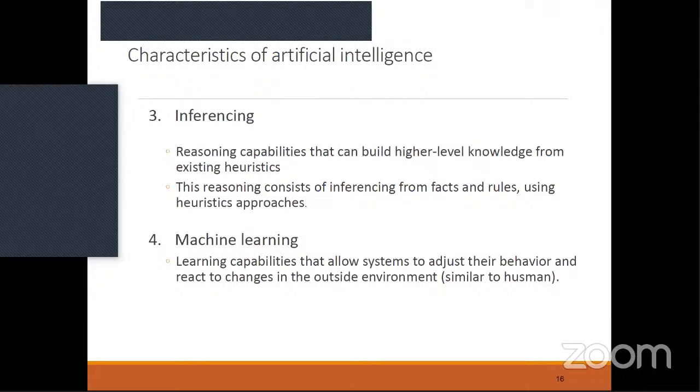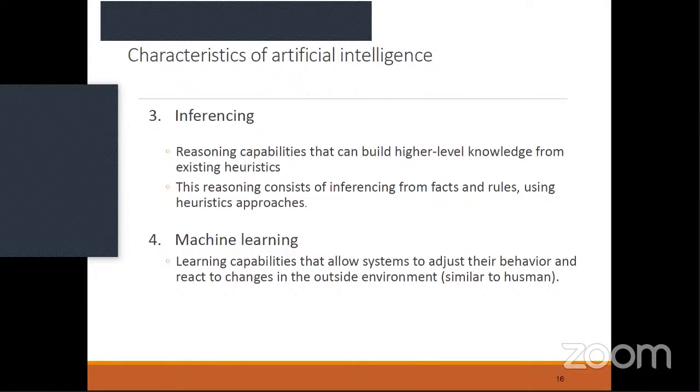So these inference rules give capabilities that can build more knowledge from existing knowledge and heuristics, which they get from doctors or from humans. And this reasoning consists of inferencing from the facts. Facts are again from the knowledge facts. We say, for example, a doctor says if a temperature is more than this, 105, there is a chance that the patient has got malaria.